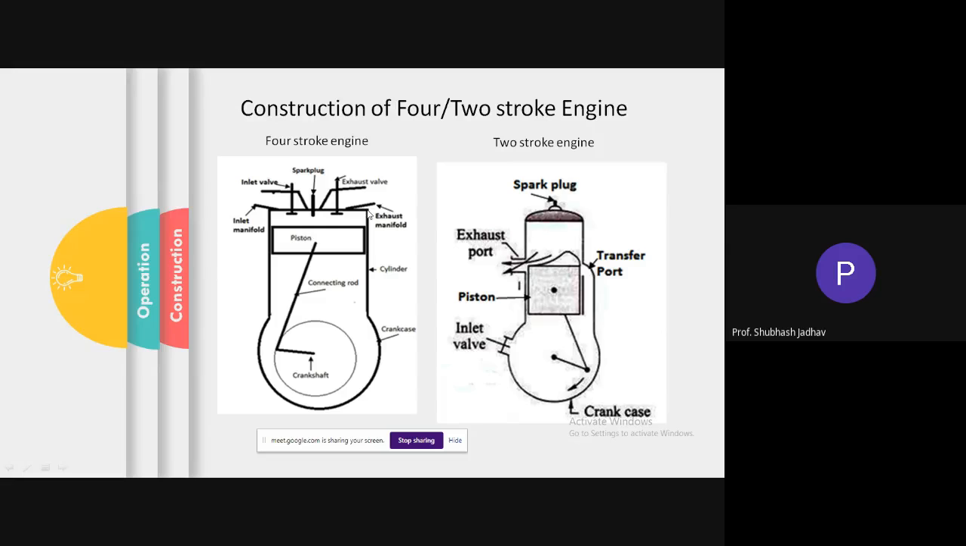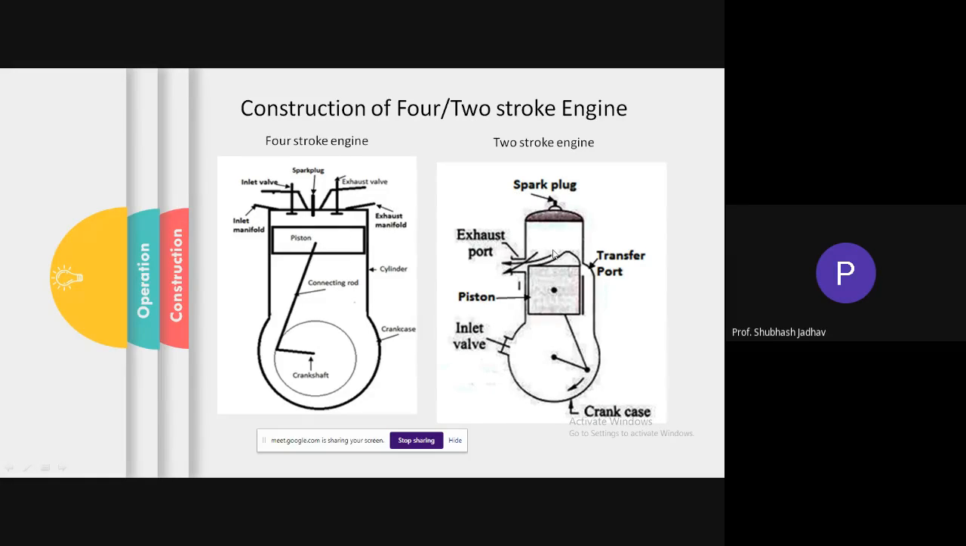Okay, so the piston is moving up and down, and your strokes are going to happen. In a four-stroke engine, initially when the piston is moving down, the suction will happen. Then it is compression. Then it is the working stroke or power stroke, and then we have the exhaust. So the piston will move here 4 times, 1, 2, 3, 4.